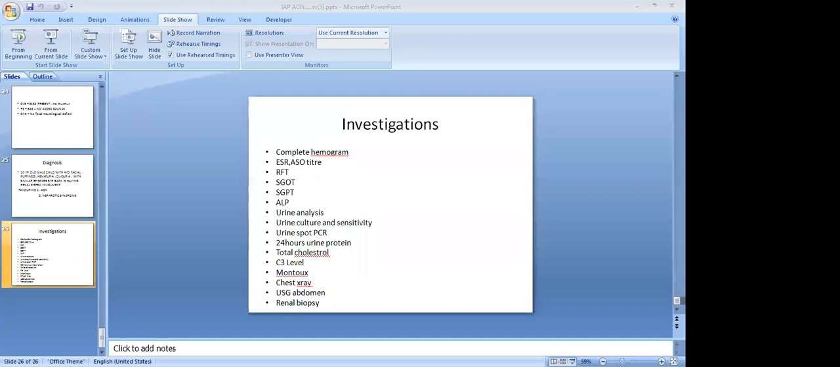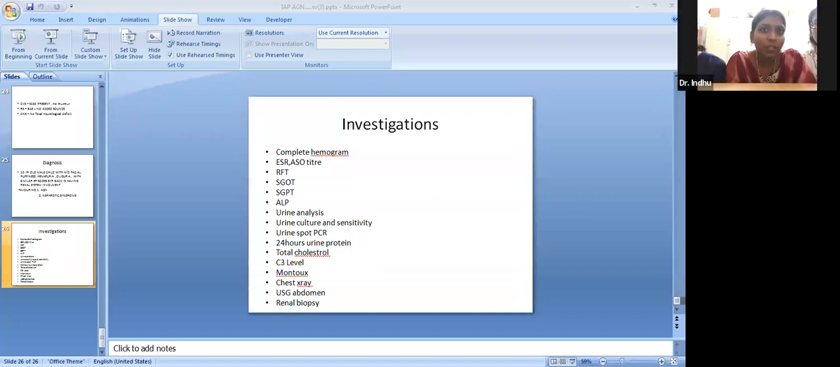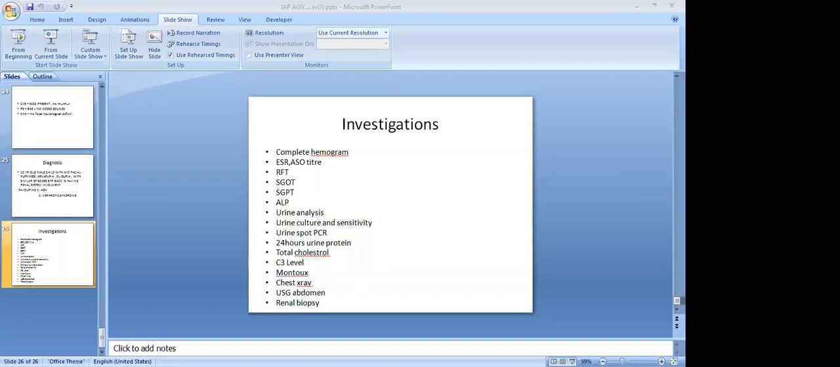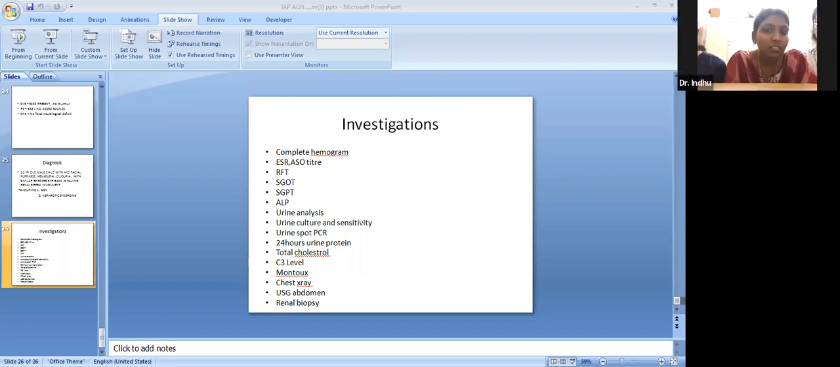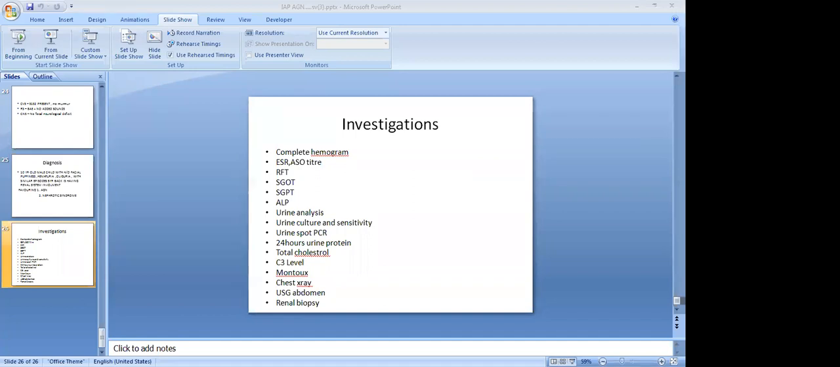In a 24-hour urine. If you are unable to collect a 24-hour urine, then you'll do a spot. What are the cutoffs in spot? More than 0.2. So this again is age dependent. So based on age, it is different: less than 1 year, 1 to 2 years, 3 to 5 years, more than 5 years. So more than 5 years, anything more than 0.2 is generally considered abnormal.